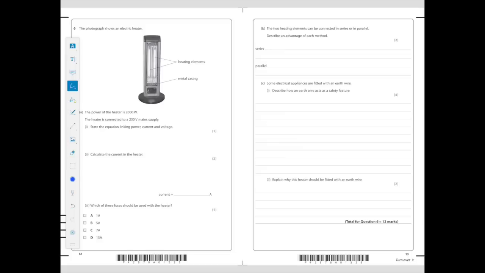The photograph shows an electric heater. The power of the heater is 2000 watts. The heater is connected to a 230 volts mains supply. State the equation linking power, current and voltage, and I can remember that is PIV. So therefore power equals current times voltage. Calculate the current in the heater, so rearrange so that current is power divided by voltage. Power is 2000 watts, divide that by 230 volts, and you get an answer which is 8.7 amps.